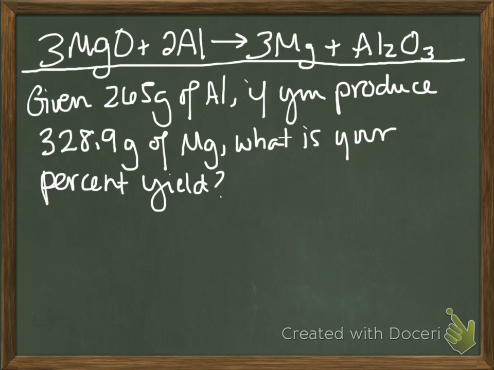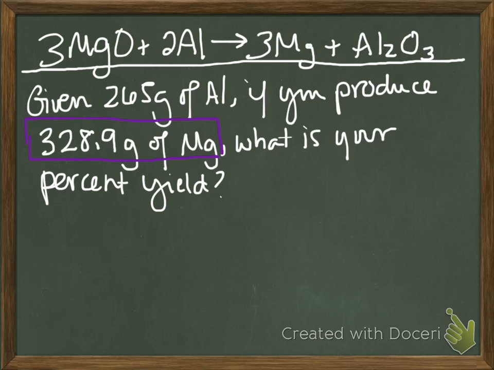Where's our theoretical yield? Are we given our theoretical yield here? No. This piece right here, 328.9 grams of magnesium, what is that? That's our actual yield. That's what we actually produced. We don't have our theoretical yield, so we're going to have to calculate that.